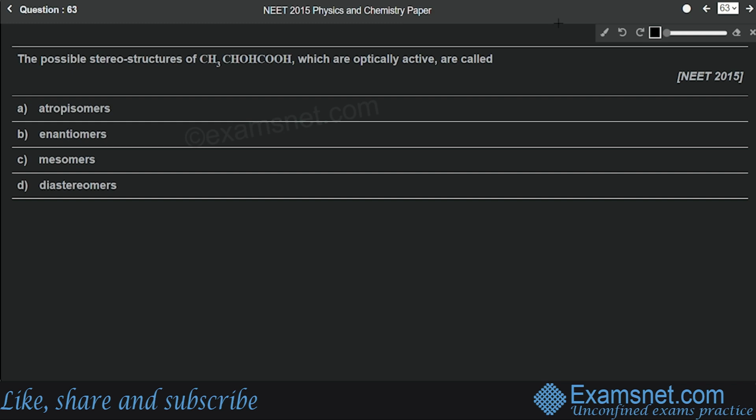Question number 63 says that the possible stereo structures of CH3, CHOH, COOH which are optically active are called. Okay. So the options are atropisomers, enantiomers, mesomers and diastereomers. Now let's see the structure of the given compound. We have this carbon here. Then we have methyl group CH3. Then we have H and OH. And the other group is the carboxyl group, COOH.